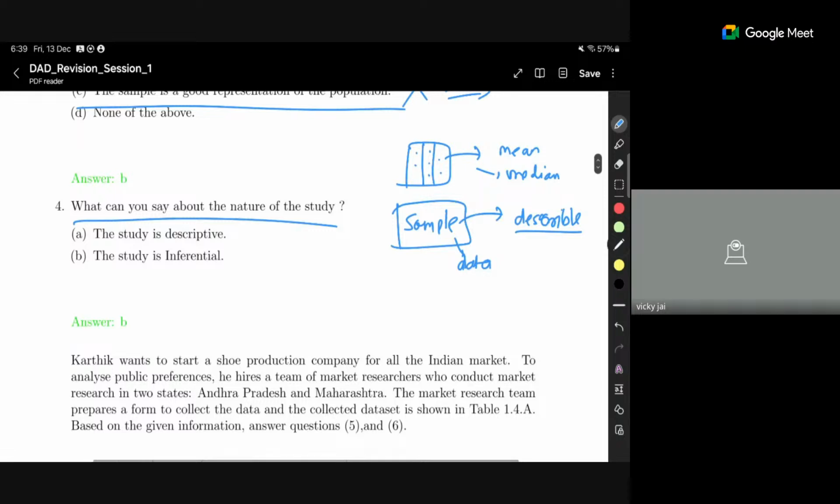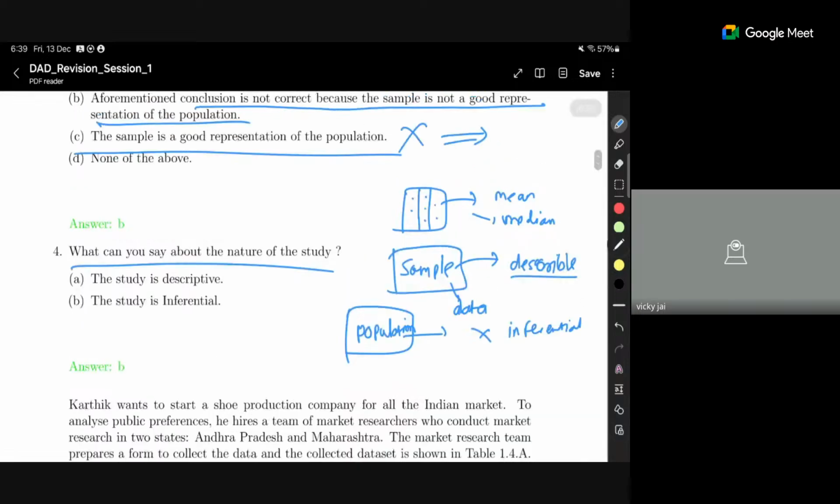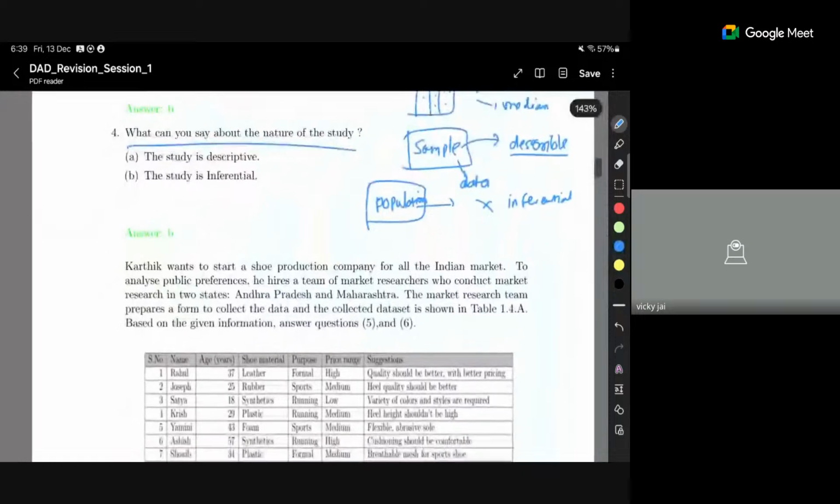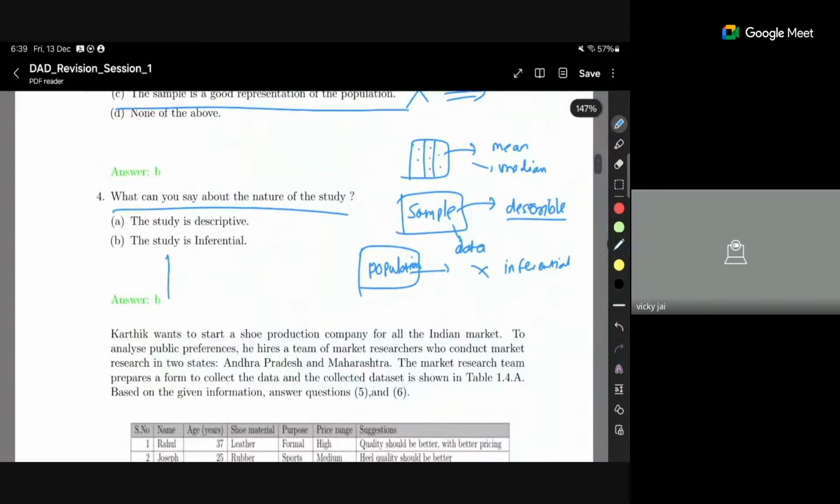But if I have the whole population, then I don't need to make inference, right? But in our case, we don't have the whole population. What we have is a sample of 10,000 students from urban areas, which are representing a population. So the population is there. Out of that, 10,000 is a sample, and based on the study of these 10,000 people, I am saying that 80% of the whole population are going to write the exam.